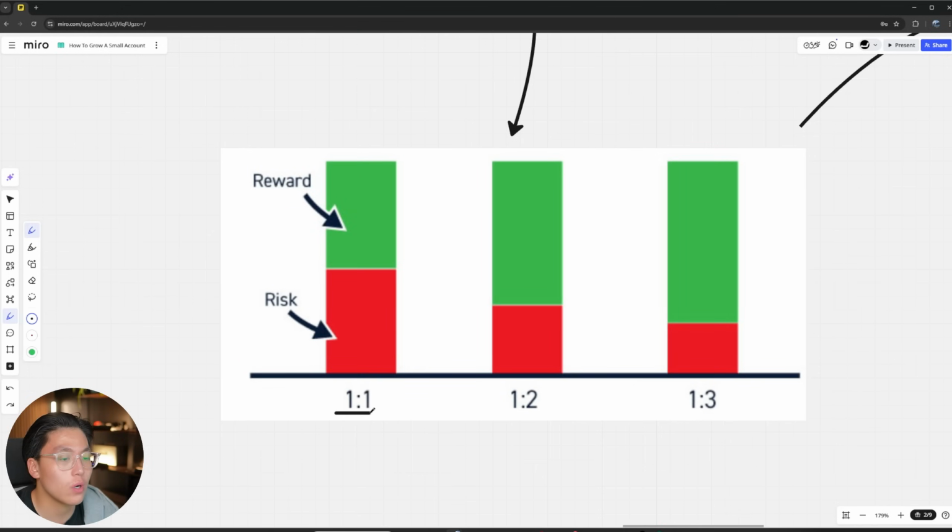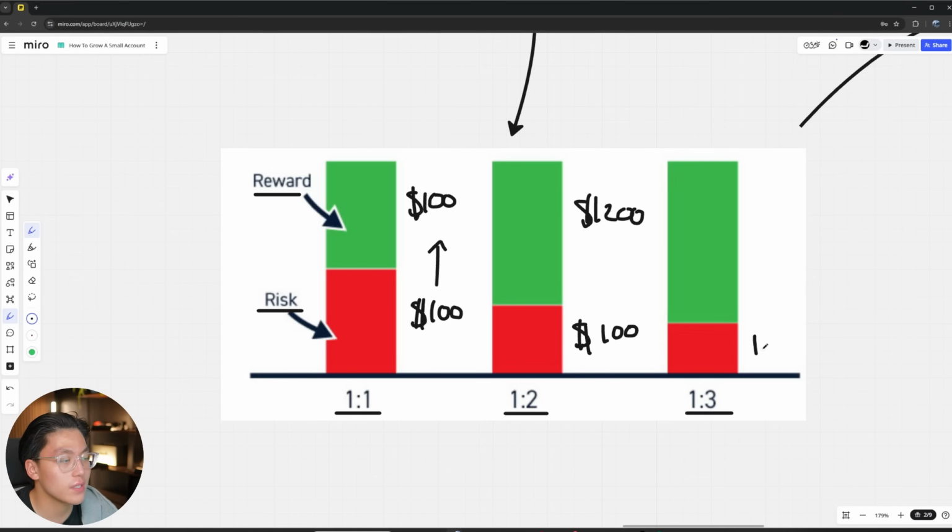So risk to reward is understanding how much dollar amount you're risking for every trade that you're making. So in this case, if it's a 1-to-1 risk to reward, that means you're risking, for example, $100. If $100 is your R multiple, you're risking $100 to make $100. If we have a 1 to 2 in this case, that means you're risking $100 to make $200. And then a 1 to 3, risking $100 to make $300.